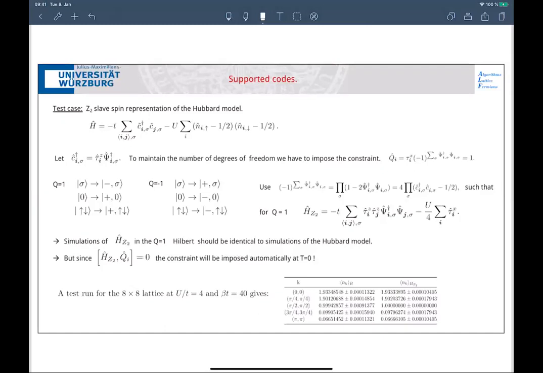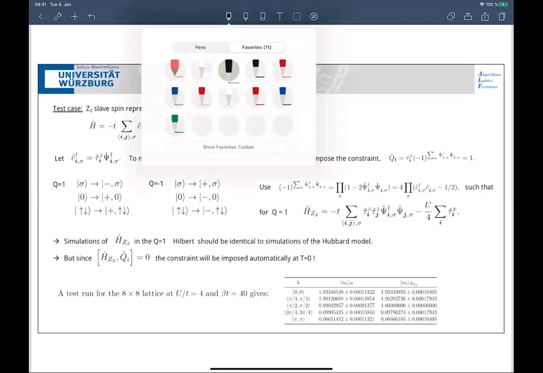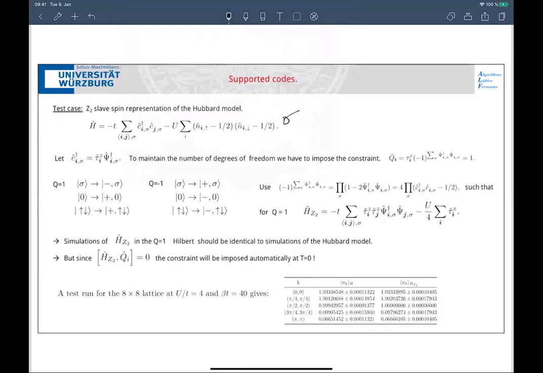So let me give you an example, which is rather cute, and which is again an example which allows us to test things between different codes. Let's assume I would like to simulate the Hubbard model. We know how to do this, but I would like to do this now in a very complicated way by fractionalizing the electron into 2 quantities. This is called a Z2 slave spin formulation that was introduced by Manfred Sigrist.